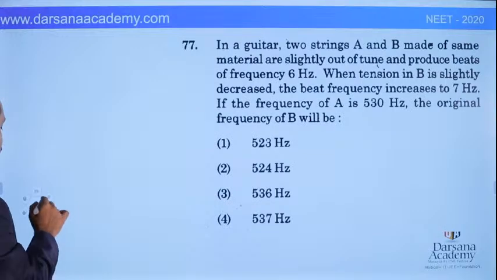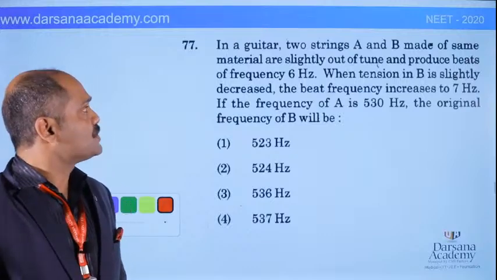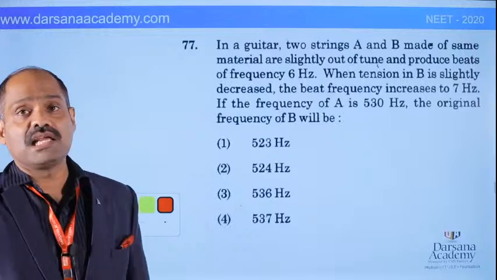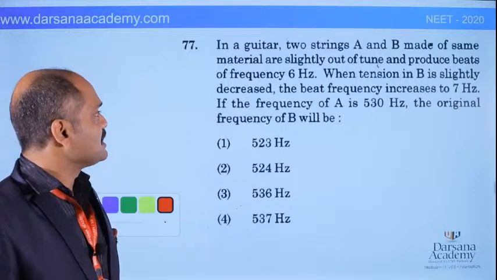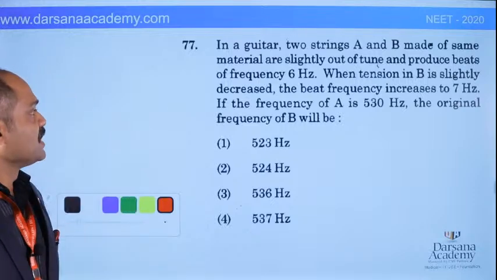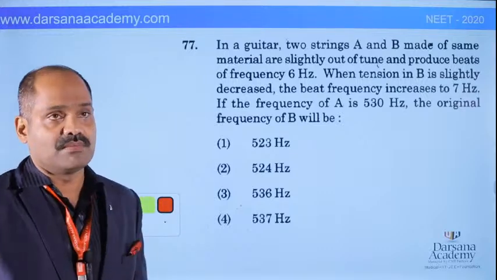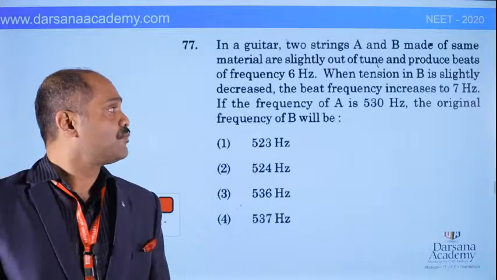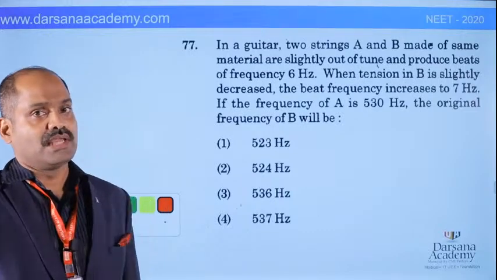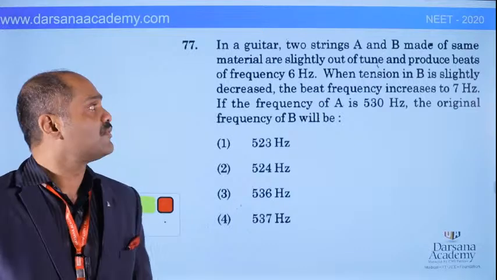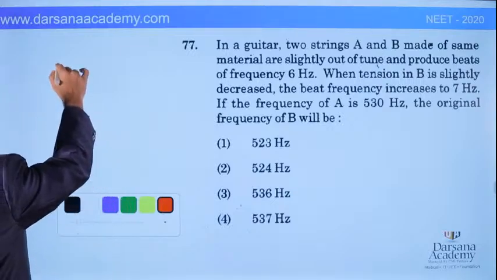Okay, moving on to the next question. It is a question from the wave chapter. In a guitar, two strings A and B made of the same material are slightly out of tune and produce beats of frequency 6 hertz. When the tension of B is slightly decreased, the beat frequency increases to 7 hertz. If the frequency of A is 530 hertz, find the original frequency of B. Maybe you have done this question with a tuning fork. Waxing decreases the frequency, and filing increases it. It's a similar problem, only instead of a tuning fork we have a guitar string.